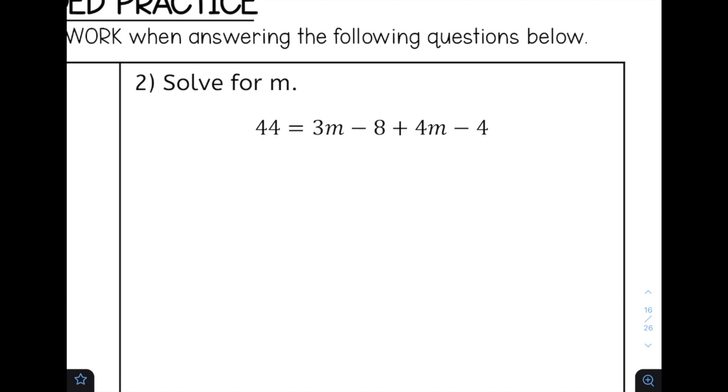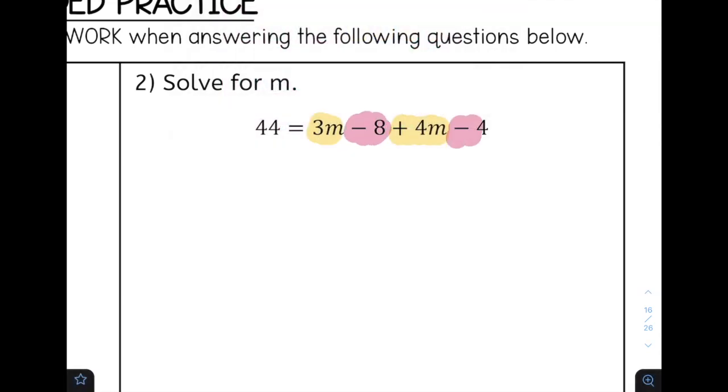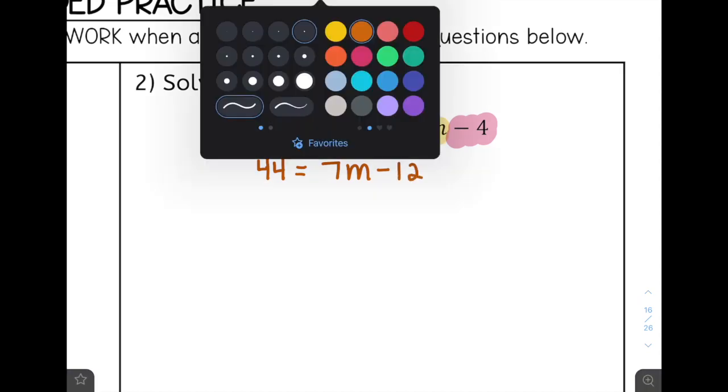So here I see that we have like terms on the right side. So I want to make sure that I combine those first because there's nothing that I have to distribute. So I have 44 on my left. 3m plus 4m is going to give me 7m. Negative 8 minus 4 is going to give me negative 12. And here I am with my two-step equation.